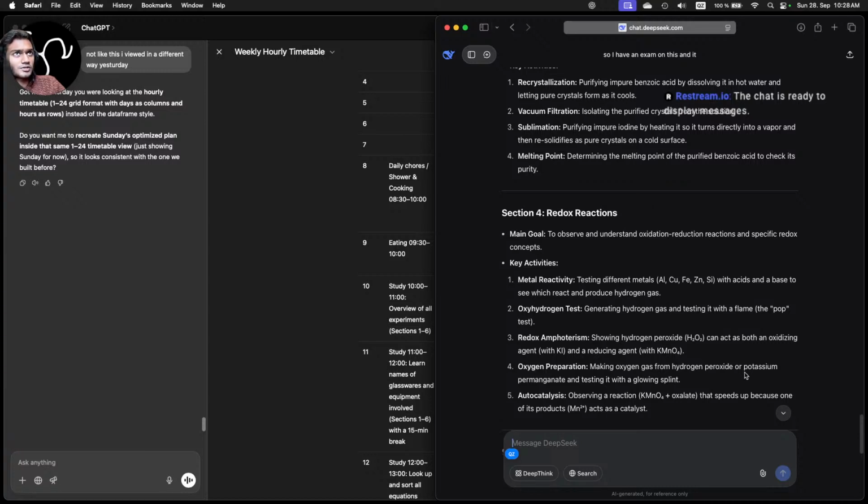Is it just hydrogen gas? I don't think it's just hydrogen gas. With acidic and basic solutions to see how they react, and produce hydrogen gas, I think, yeah.